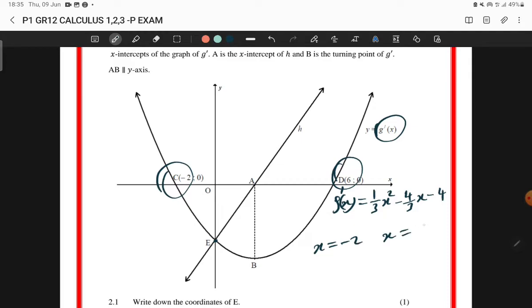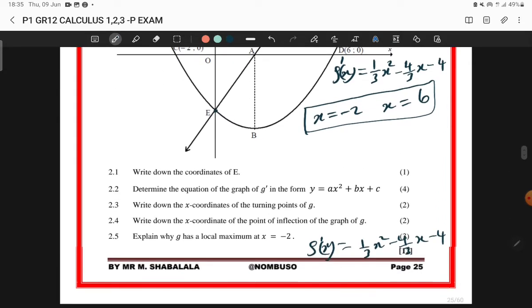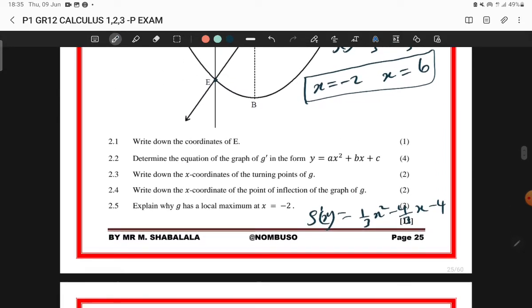Then the second one is x is equal to 6. So these are the x coordinates of the turning points of the cubic function when the gradient, or the derivative, is given. This one is the x coordinate of the turning point, and this one is also the x coordinate of the turning point. So you just take the x-intercepts of the derivative for the x coordinates of the turning points of your original function.